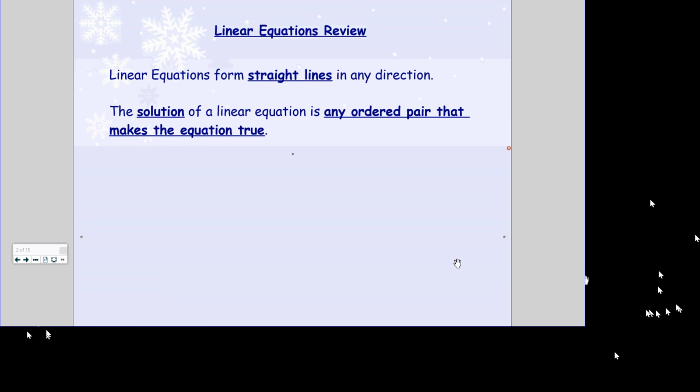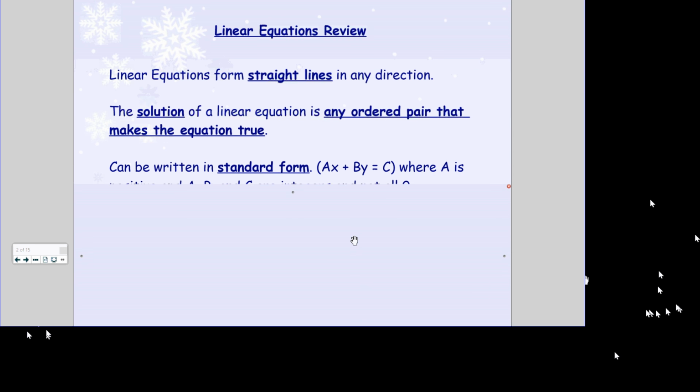The solution of a linear equation is any ordered pair that makes the equation true. Remember, ordered pair is just a fancy word for a point. So any point that could go into that equation and make it true is considered a solution for that equation. Linear equations can be written in standard form where A is positive, A, B, and C are integers, and not all equal to 0. So you can't have all the coefficients be 0 in your standard form.